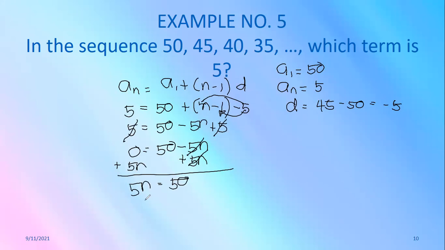To find the value of n, we need to divide both sides of the equation by 5. And the value of n now is equal to 10. Which means the 5 is the 10th term of the arithmetic sequence. Questions?